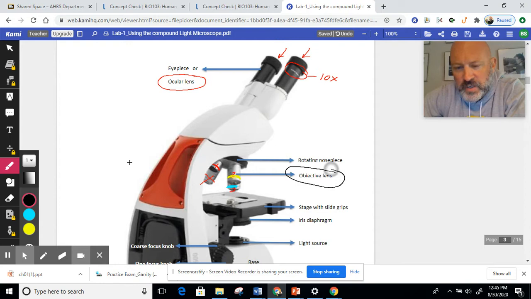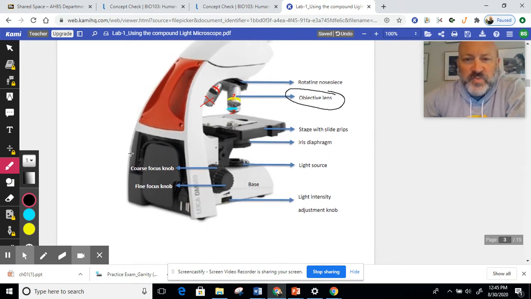And how do we switch from one lens to another? Well, we turn this dial right here. This dial is called the rotating nose piece, and that allows us to switch between objective lenses. So we usually start with the scanning lens, the smallest lens. We find the image, we center it, we focus on it, and then we switch to the low power lens. Again, centering the image, focusing, before finally focusing using the high power lens.